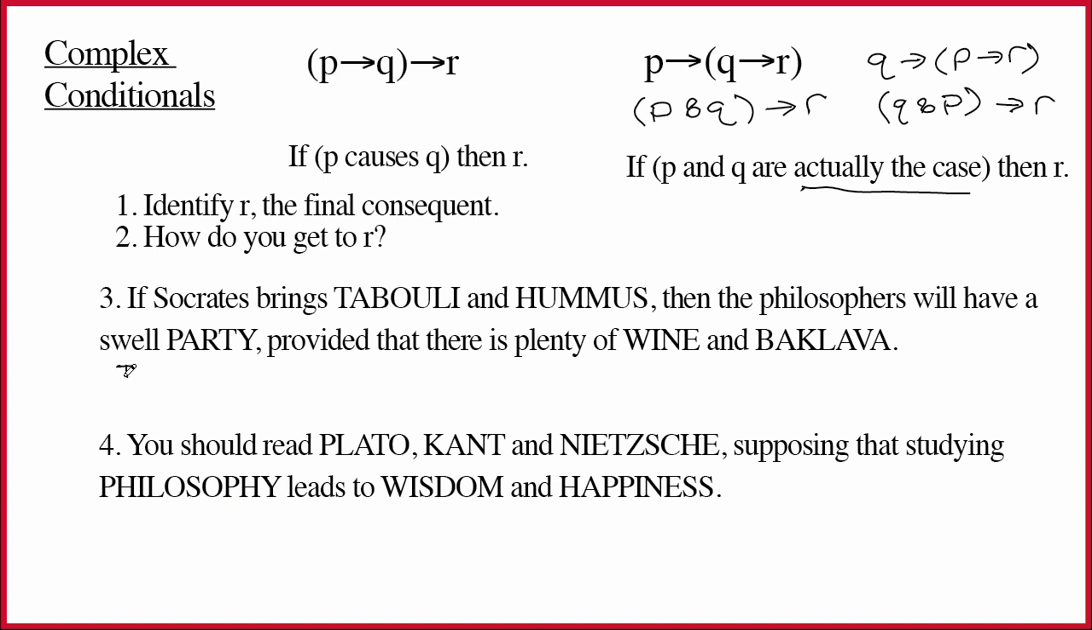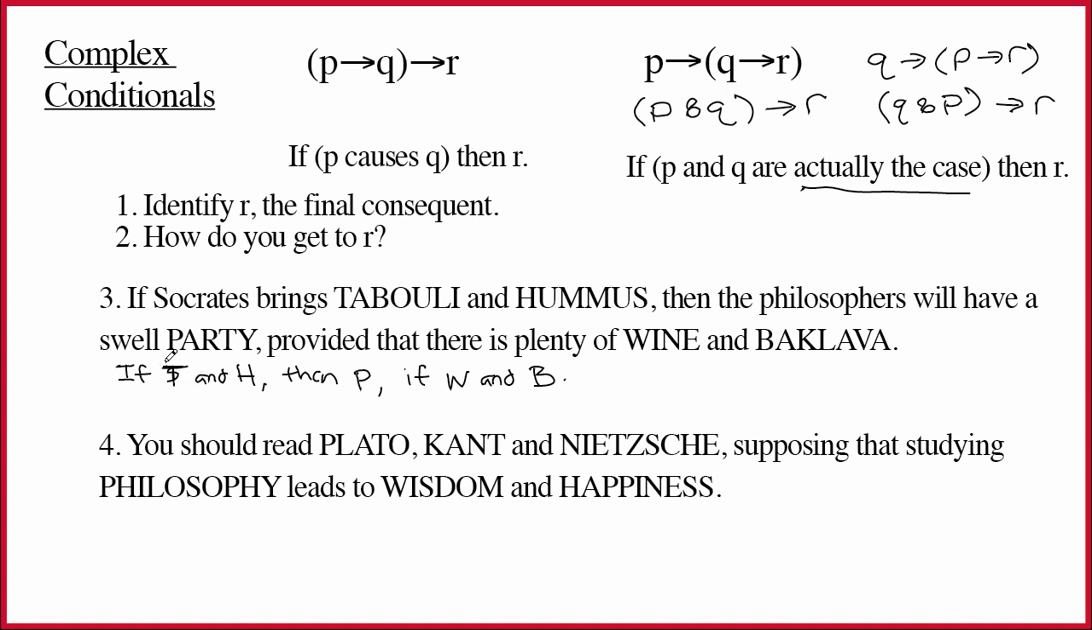And if I do so, I will notice that this one says, if T, if Socrates brings tabbouleh and hummus, then the philosophers will have a swell party, provided that, which means if, there's plenty of wine and baklava. Got to have the baklava. All right, so if T and H, then P if W and B. Obviously, there's more structure in this sentence than what we see up here as our two basic patterns.